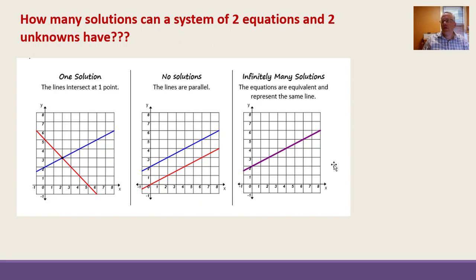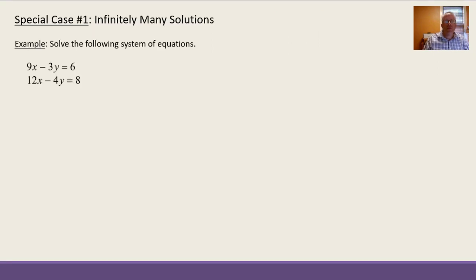And we might have infinitely many solutions. That happens when the two equations are really equivalent. They're the equation for the same line. So any point on the first equation would work in the second equation because it's the same line. All right, so those are the three possibilities. We're going to learn how to tell which of these a system of equations is. We're going to start with a special case where the systems have an infinite number of solutions.